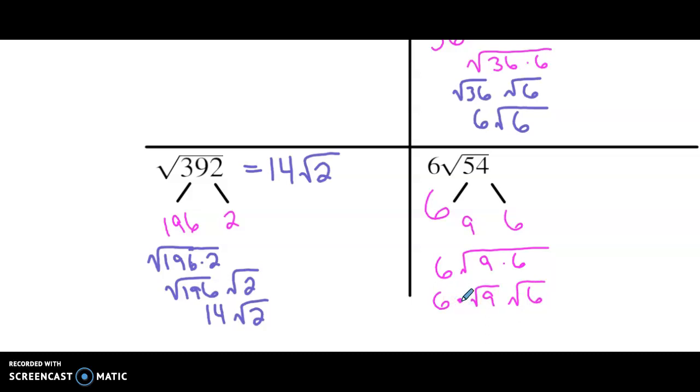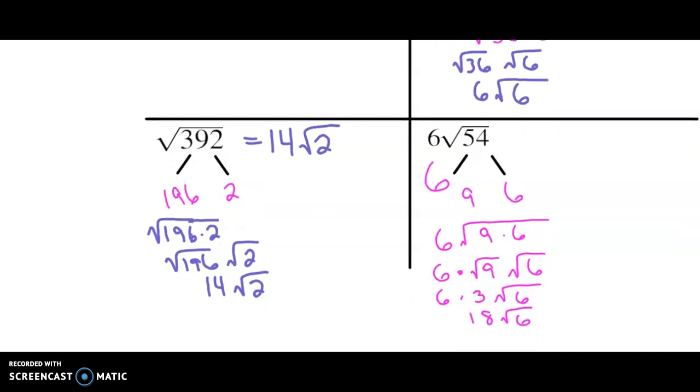Now we take the square root of 9, which is 3. So we have 6 times 3 radical 6. 6 times 3 is 18, radical 6. Can I simplify radical 6 anymore? No. So this is the simplified answer. So 6 radical 54 is equal to 18 radical 6. Make sure you write down the perfect roots and that you become familiar with them all the way up to the square root of 225.